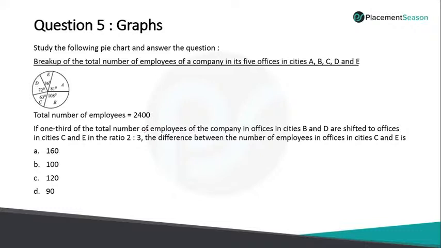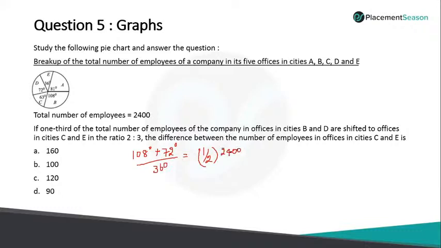Okay, fine. First we'll find B and D's total employees. What is B, which is 108, plus what is D, which is 72. Okay, 108 degree, sorry, I said percentage by mistake. 108 degree, 72 degree, right? Among 360 degree, which is nothing but 180 by 360, which is nothing but 1 by 2. So B and D carry half of the total number of employees.